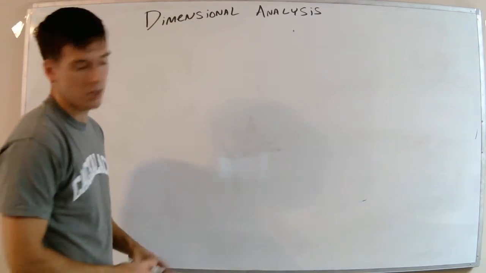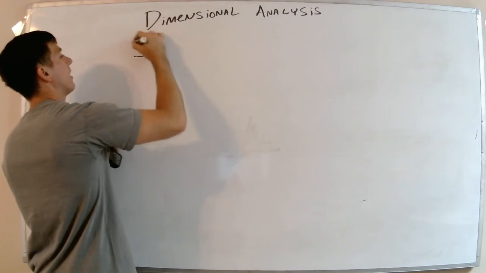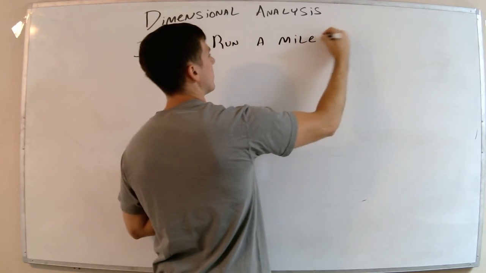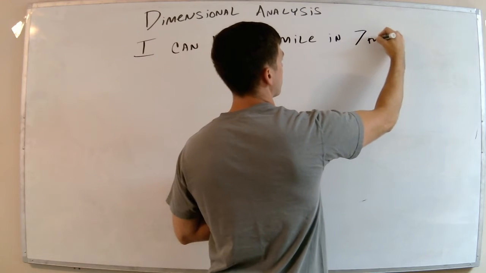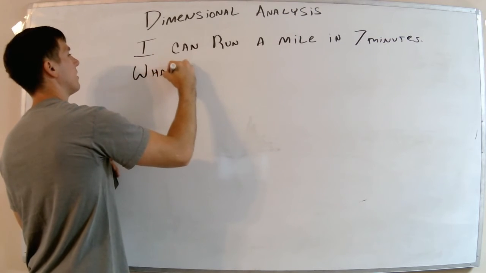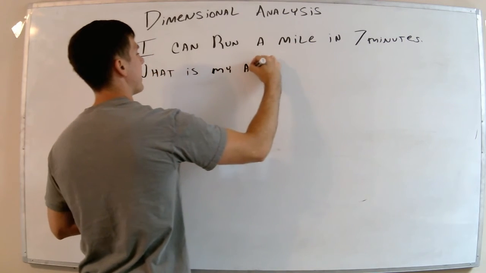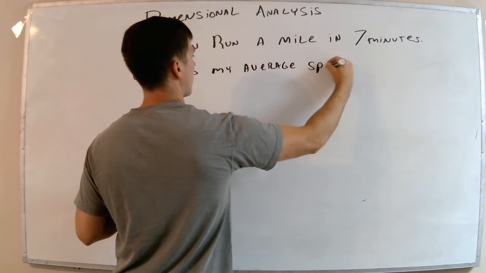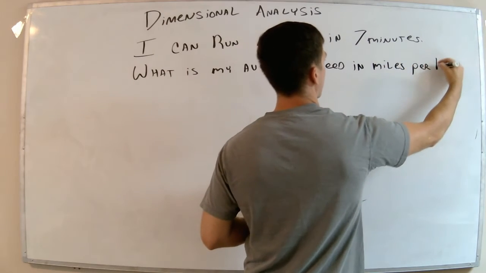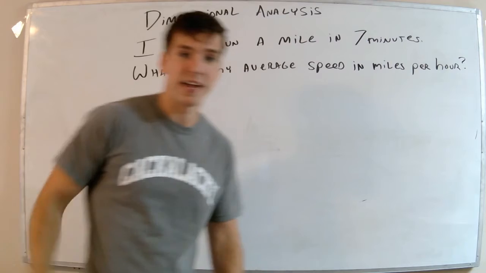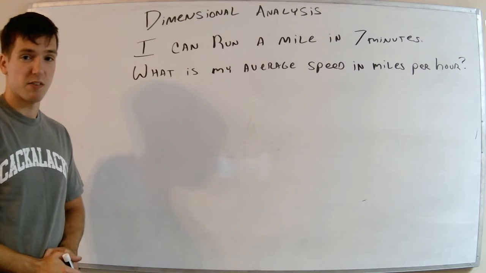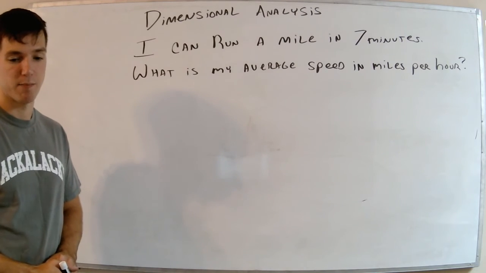So I can run a mile in, let's go, 7 minutes. That's pretty accurate. Okay, I can run a mile in 7 minutes. What is my average speed in miles per hour? So here, I know that I can run a mile in 7 minutes. What is my average speed in miles per hour?